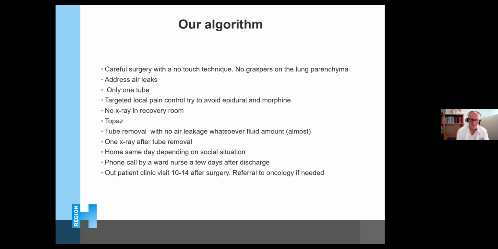Some patients go home even the day of the tube removal if they live nearby and the social situation indicates it. Then the patient gets a phone call by the wardens a few days after discharge to see if everything is okay, and they see the patient 2 weeks after surgery, planning the future, and that's the only outpatient visit by the surgeon.